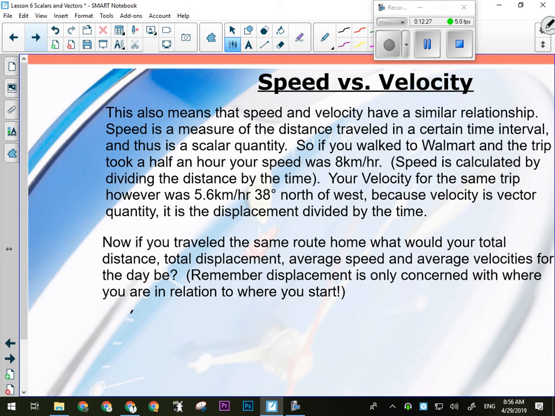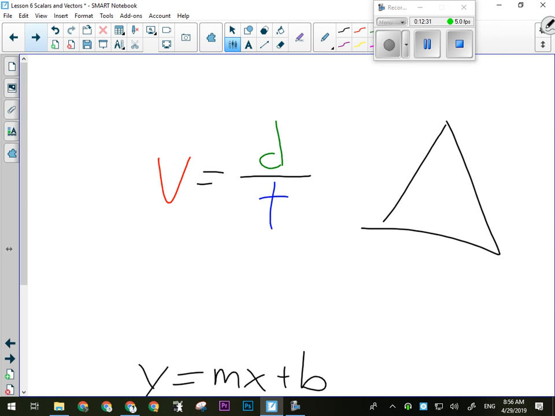Ringing a bell. Algebra. This is not algebra.